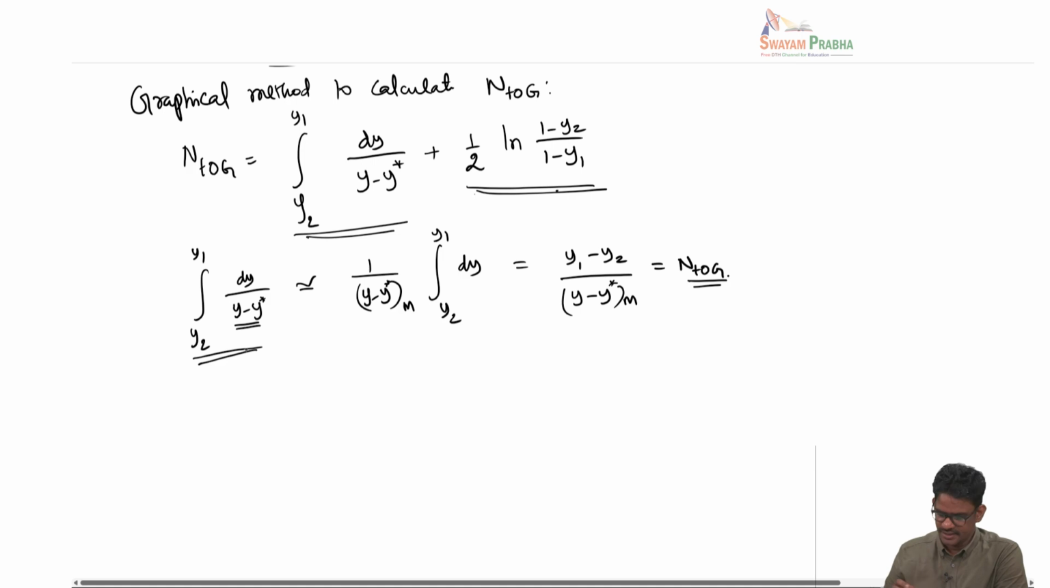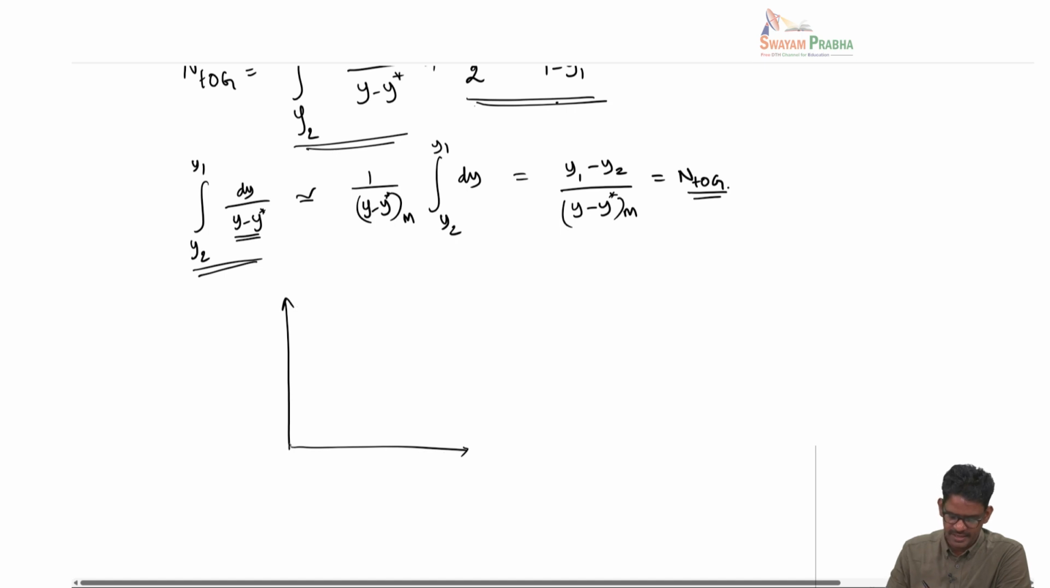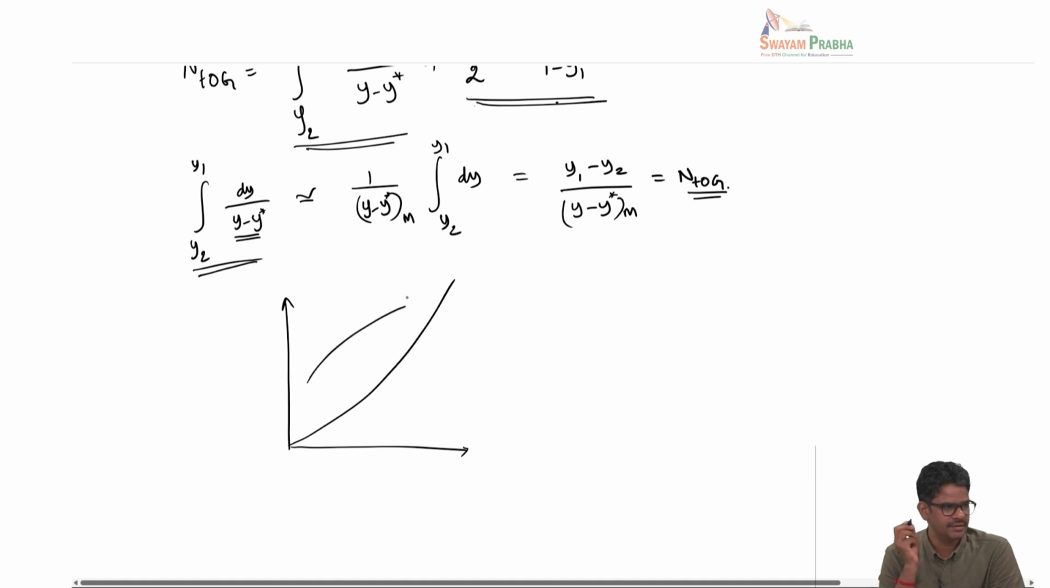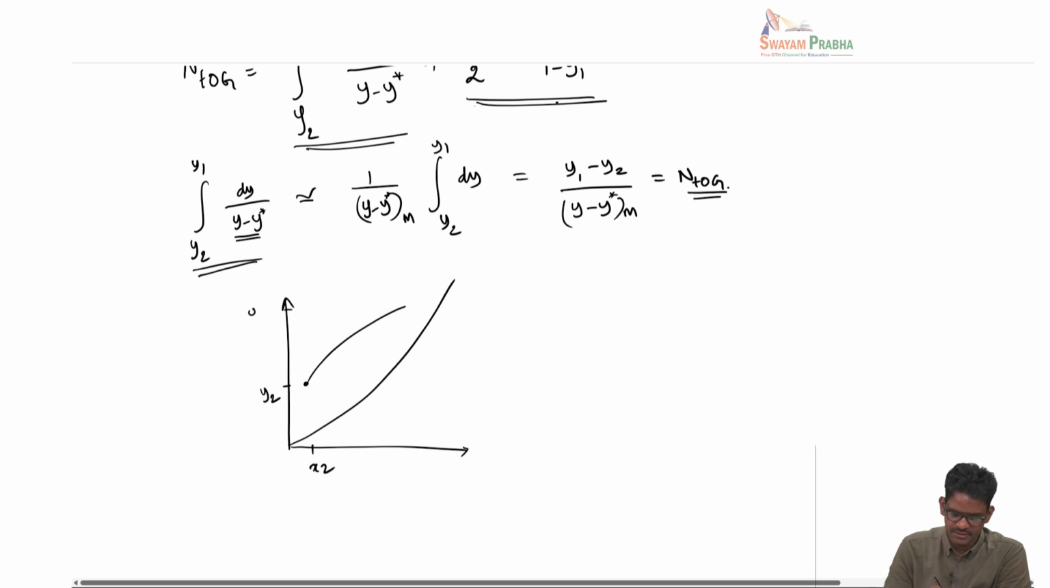So what I have done is, graphically if I have to show what I have done, I have basically taken a problem where you may have a curved equilibrium line and you may have a curved operating line, and this is y2 x2 and this point is y1 and x1.